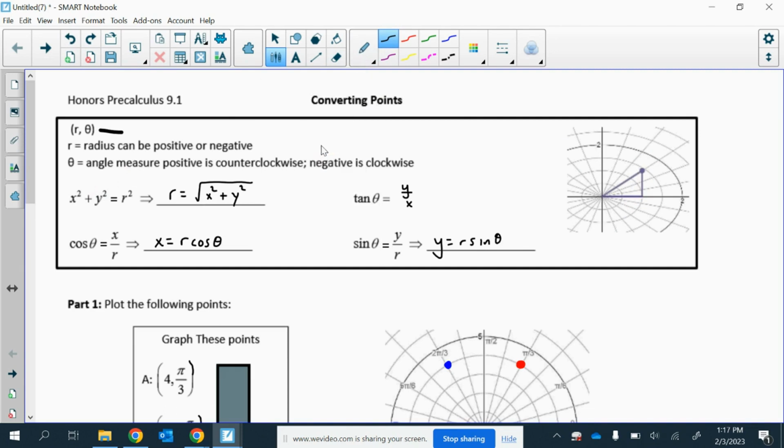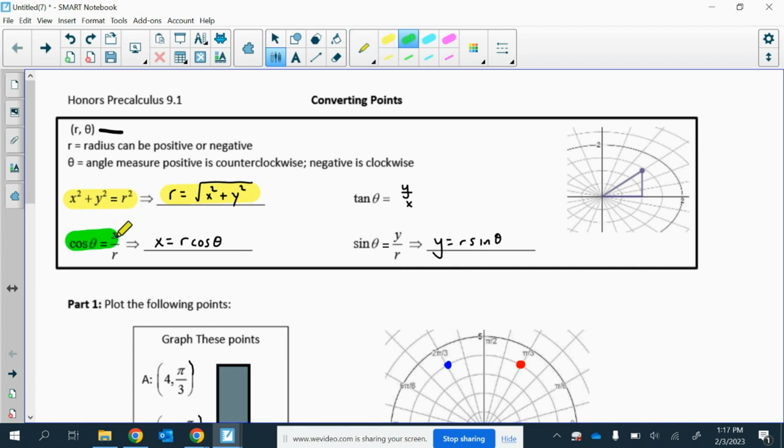Then we take a look at some of the things that we've known for a long time. So x squared plus y squared equals r squared is just a Pythagorean theorem right triangle situation. And we can rewrite that as r equals the square root of x squared plus y squared. So that's one way to solve for r.